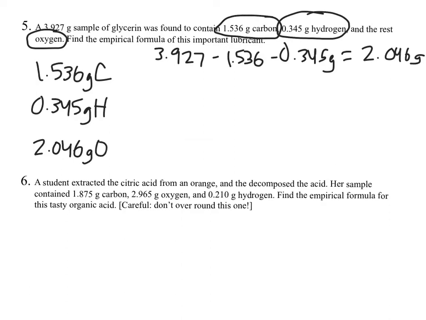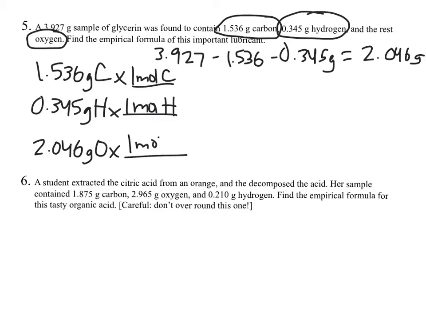So 2.046 grams of oxygen. All right, now that we have our grams, you remember what to do? Step 1, get them converted into moles. So we should be flying through that. We know that 1 mole of carbon goes on top. 1 mole of hydrogen goes on top. 1 mole of oxygen goes on top. Grams of carbon goes on the bottom. Grams of hydrogen go on the bottom. And grams of oxygen go on the bottom. Let's put in our molar masses. That's the mass from the periodic table. Carbons are always 12.01. Hydrogens are always 1.01. And oxygen is always 16 grams.